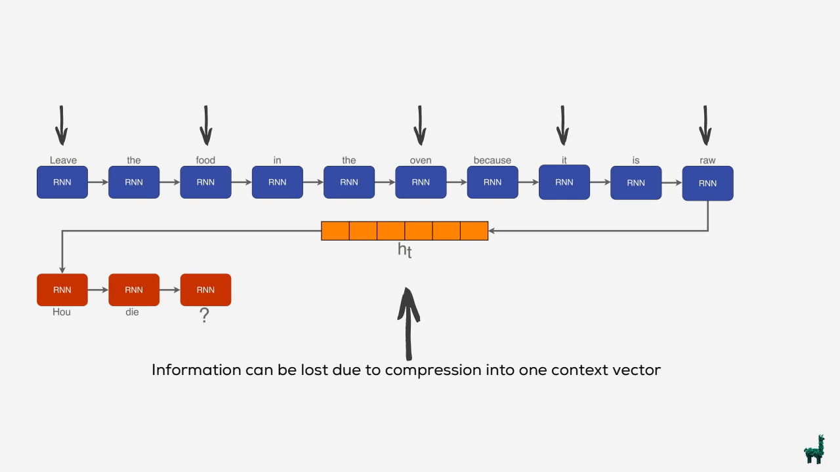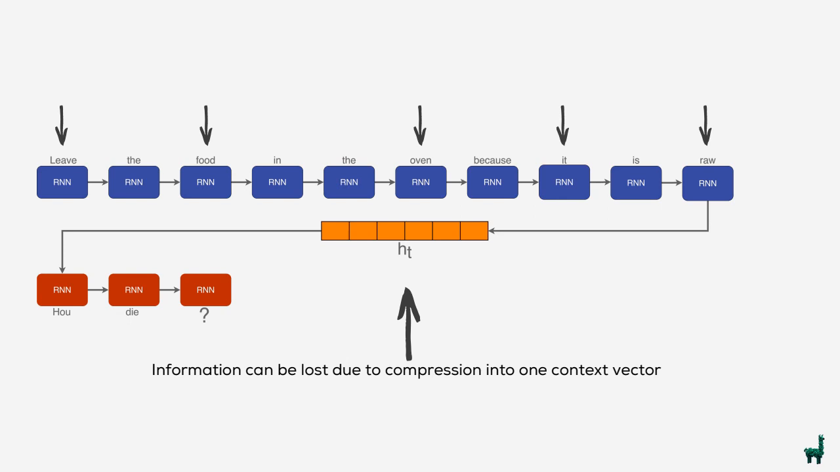But given just a single H of T, this information that's super important at the start of your encoder might get lost over time. There's a lot of processing that happens since food when we get to this hidden state, and what this decoder actually needs to do.